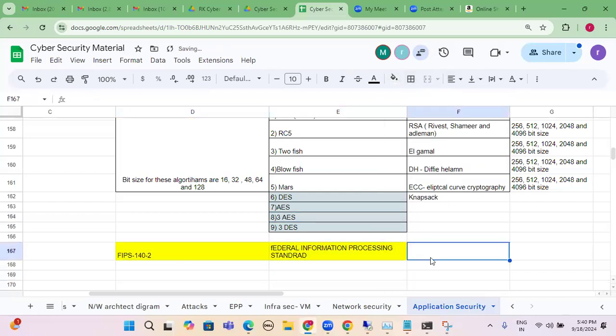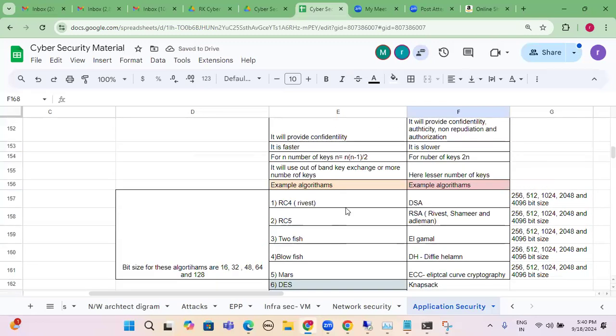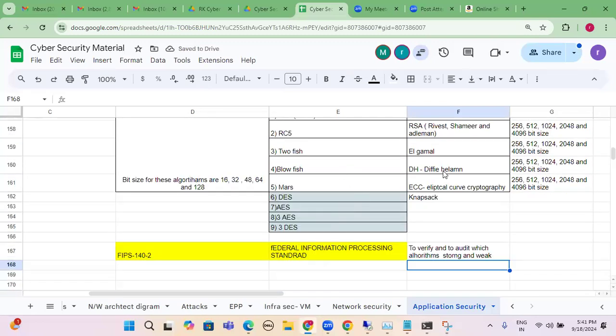To verify or to audit which algorithms are strong and weak. So that is about symmetric versus asymmetric. Now we can use combinations also. What is meant by combination here? So DES plus Diffie-Hellman plus RSA, or 3DES plus ECC plus ElGamal.